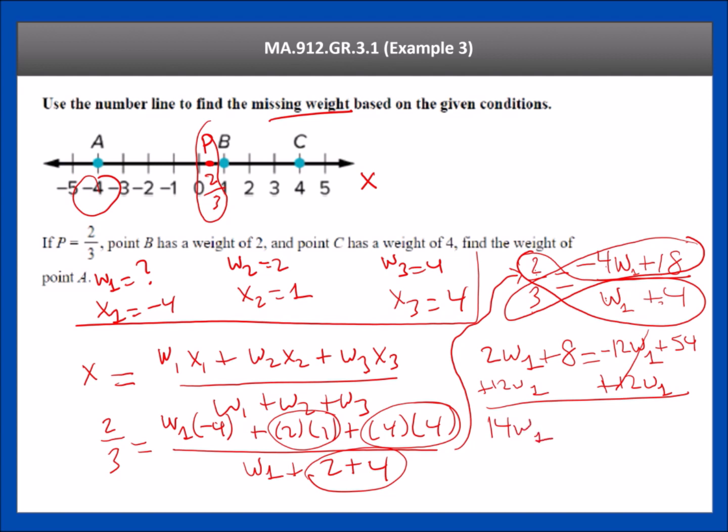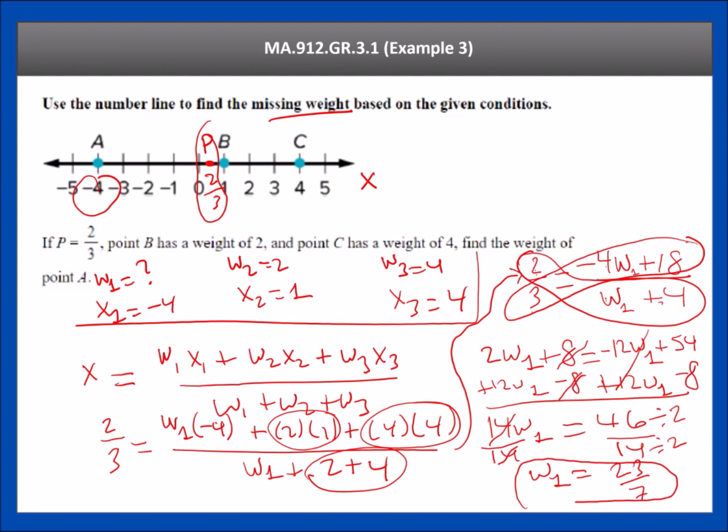I'm going to add the 12W, then I'm going to subtract the 8 over, and that'll remove that. So 54 minus 8 is 46. Divide by 14, and we get a nice number, thankfully. We get 4. Maybe it's not. No, it's not. That's not a nice number. But we can divide this by 2. Let's just divide it by 2. It gives me 23 over 7. So there's my weight. 23 over 7.